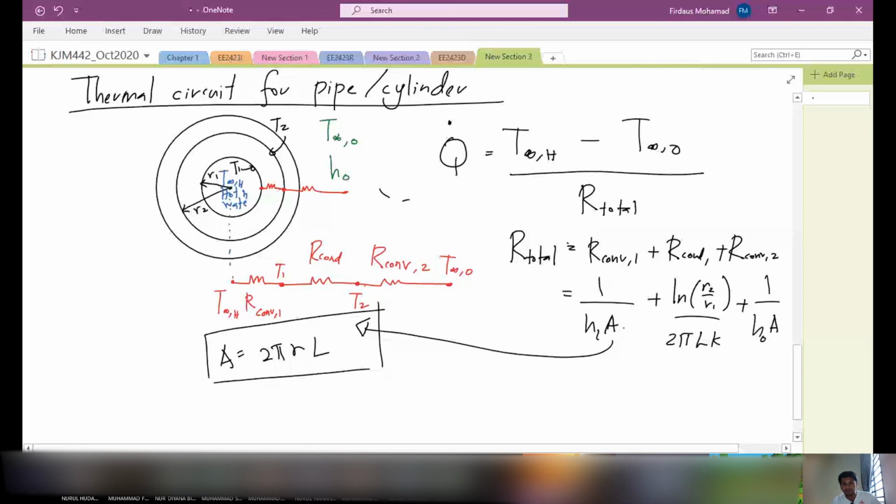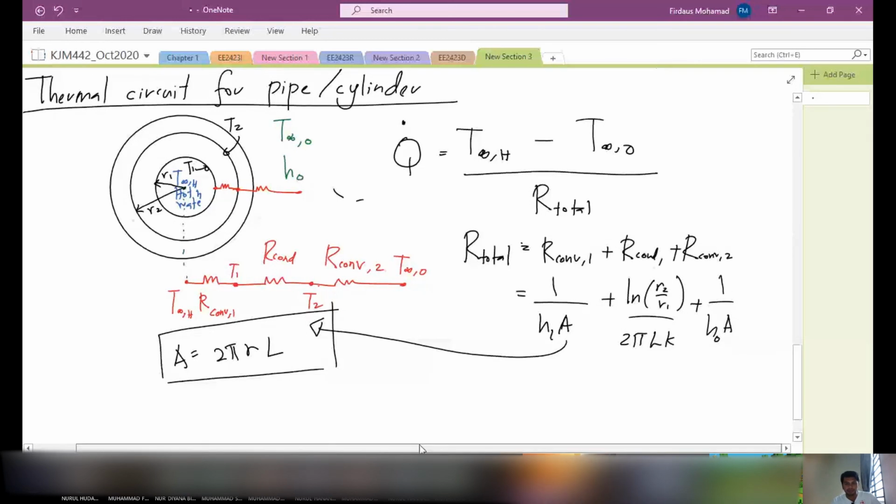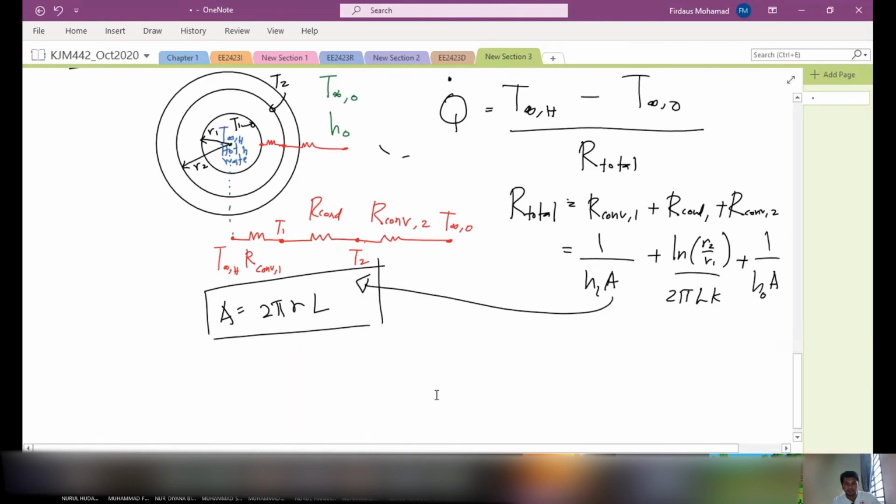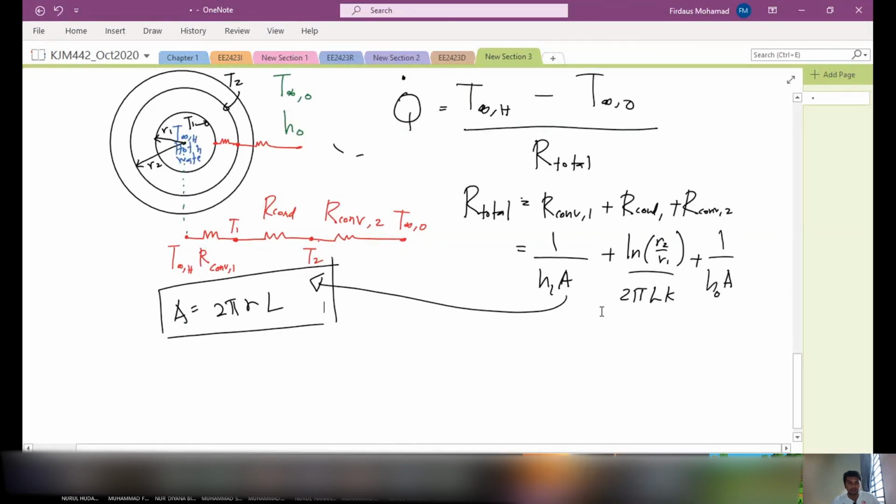Yang lain? Ada soalan? So untuk yang R convection 1, yang R tu kita ambil R1 kan? R1, sebab kalau yang R convection 2 tu ambil R2, sebab dia kat luar, surface area yang exposed to the convection. Oh, maksudnya tak payah buat R2 tolak R1, memang ambil direct R2 kan? Ya, ambil direct. Okay. Yang lain?